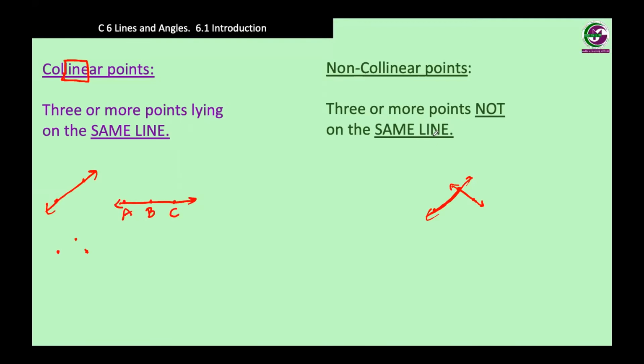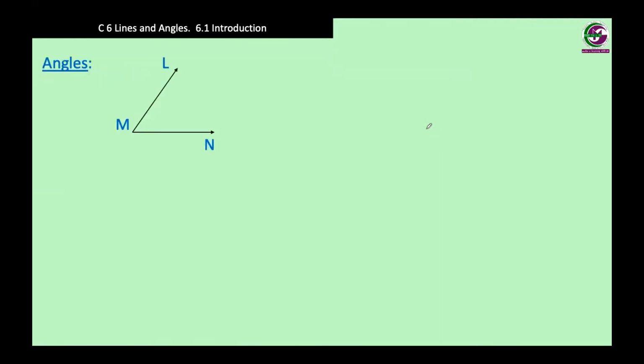Now let us see the definition of angles. Angles are either formed by joining 2 rays or 2 line segments or in between 2 lines. So the point where they meet is called a vertex, and those 2 sides are called arms. So here in this example, we have 2 arms, ML. We can either write it by the ray or simply the letter ML. And the second arm is MN, ray MN.